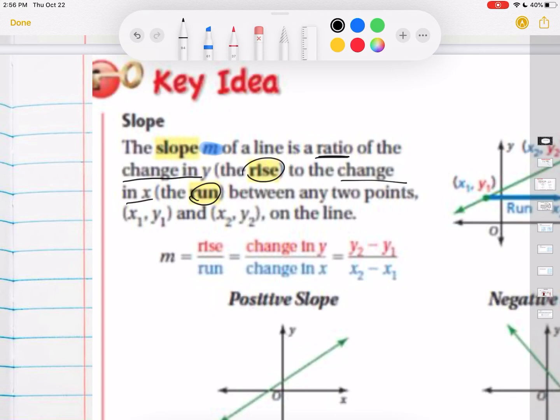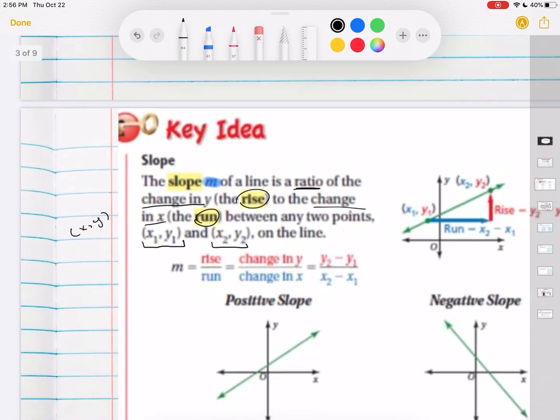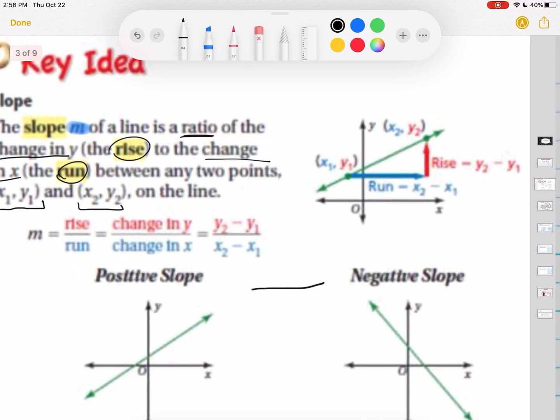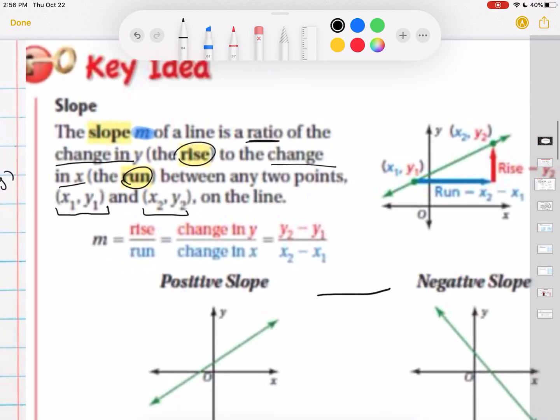And our 2 points, they just give general ordered pairs, x1, y1, and x2, y2, right? That goes back to an ordered pair is always in the form x, y. So, in other words, slope is equal to the rise over the run, which is again the same as the change in y over the change in x, which is the same as y2 minus y1 over x2 minus x1.